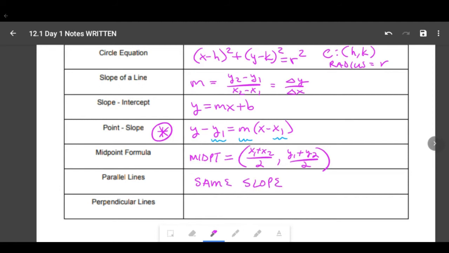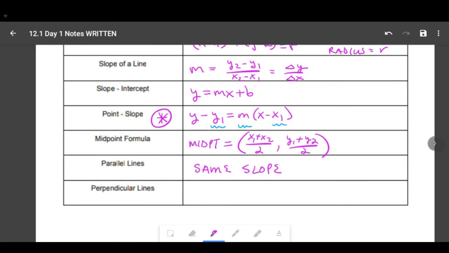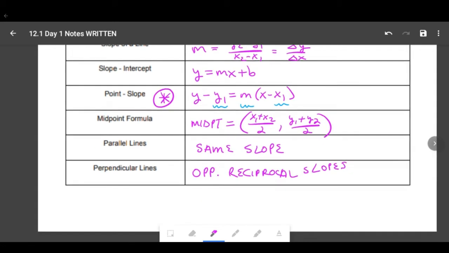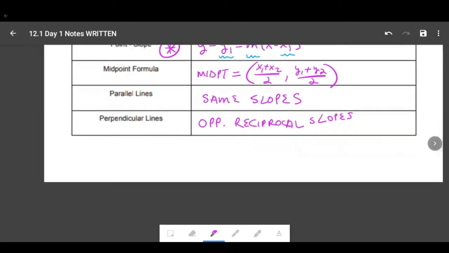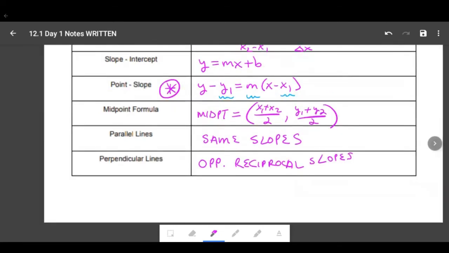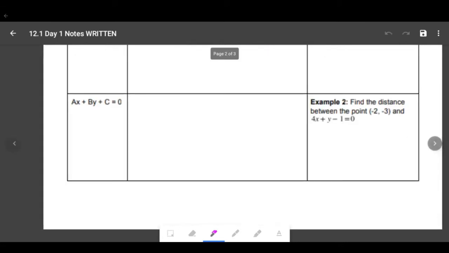And we know that perpendicular lines are lines that have opposite reciprocal slopes. Hopefully you remember those particular ones from last year or the year before. Okay, so there's just some basic old things that you should hopefully remember. If you haven't, you have it right there for you to go back and look at when you're doing the homework for today. Let's actually look at a couple more things.